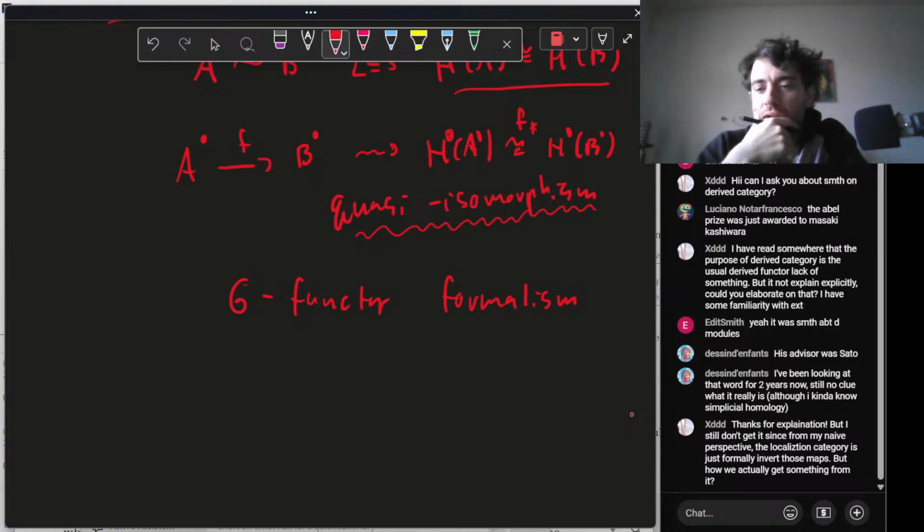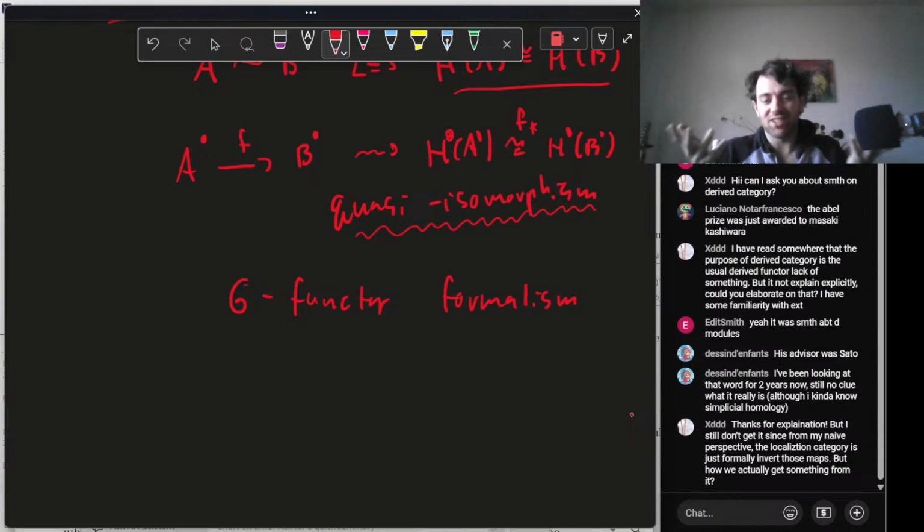What's a good way to sell this to you, to pitch the derived category? I was about to talk about a six-functor formalism, which is important, but it's also, I don't know. I could see it if I explain this and you'd be like, yeah, okay, maybe that's cool, but so what?